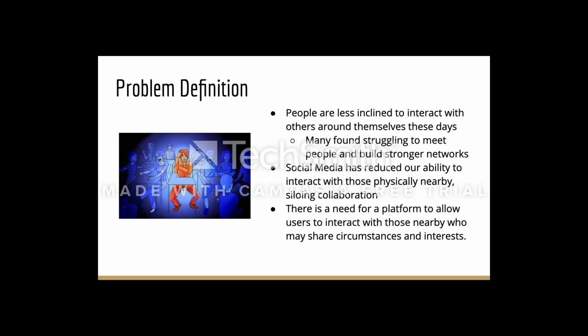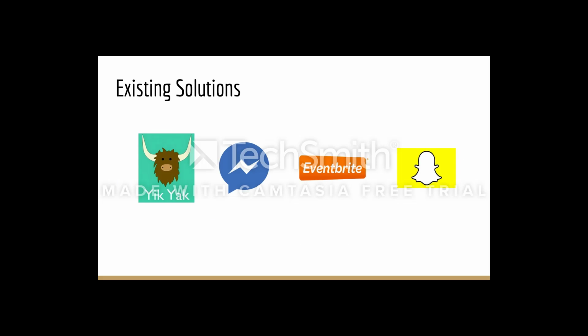We realize that people are less inclined to interact with others around themselves these days. So we found many people struggling to meet others and build a stronger social network. And social media has significantly reduced our ability to interact with those nearby, therefore stopping collaboration. So we found that we need a platform to allow people to interact with those nearby and share circumstances and interests. So that brings us to solutions that already exist.